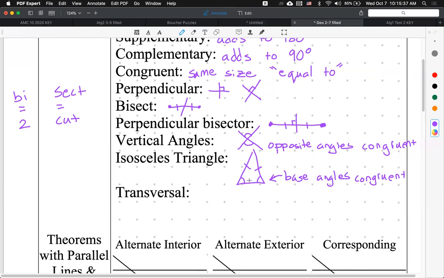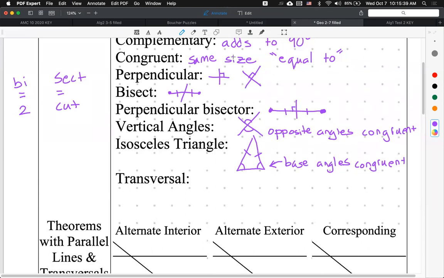I don't know if this is right, but is it a line intersecting a pair of parallel lines? Yeah. So I have some parallel lines, and the transversal is the one that cuts across them. So the transversal is that line right there. Maybe I can draw my arrow a little bit better. It's this line right there.